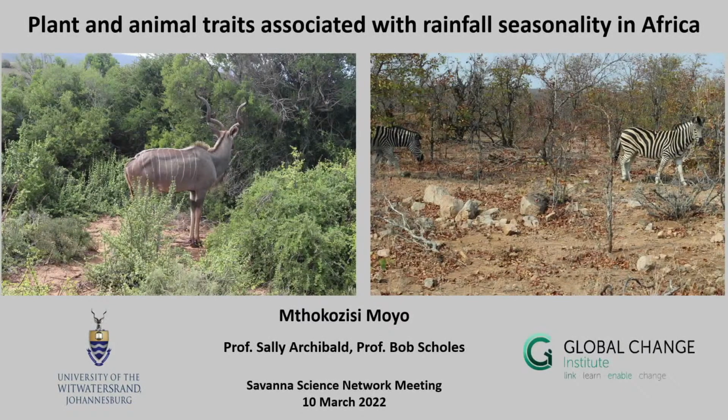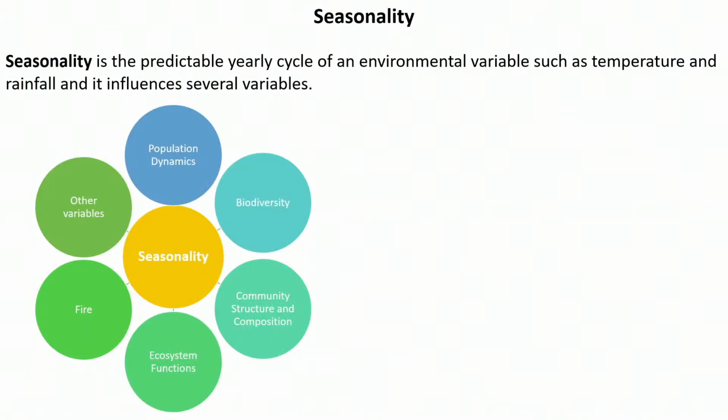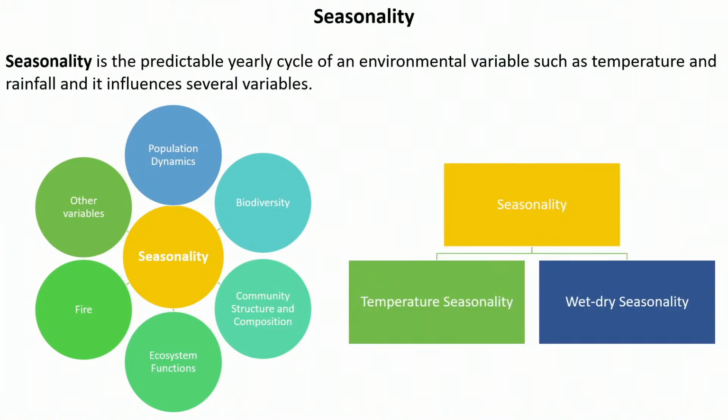Hello, everyone. My name is Mtokozisi Moyo, and I'll be presenting on plant and animal traits associated with rainfall seasonality in Africa. So what is seasonality? Seasonality is a predictable yearly cycle of an environmental variable such as temperature and rainfall, and it influences several variables such as biodiversity, community structure and composition, as well as ecosystem functions and population dynamics.